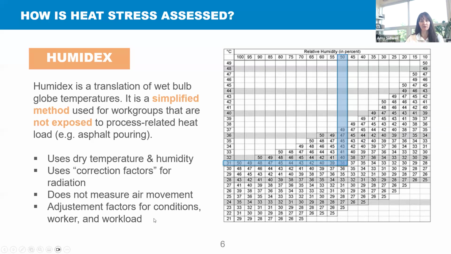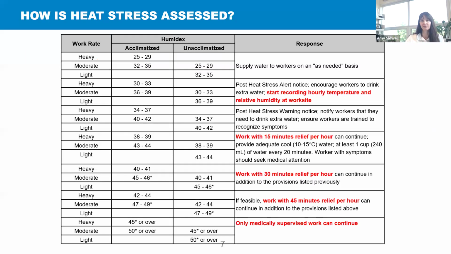or adjustment factor for conditions such as the worker and the workload to come up with an adjusted Humidex value. Once you have that adjusted Humidex value, it will look at what type of work you're doing in the column on the left, whether the worker is acclimatized or not, and then it will tell you specific controls that you have to put in place to prevent heat stress or minimize the chances of heat stress from occurring. This is one of the methods that we use in the city of Vancouver, and it's provincially mandated.